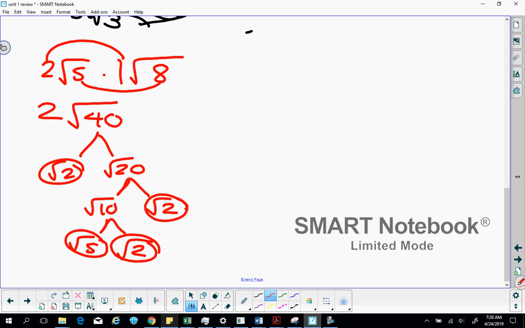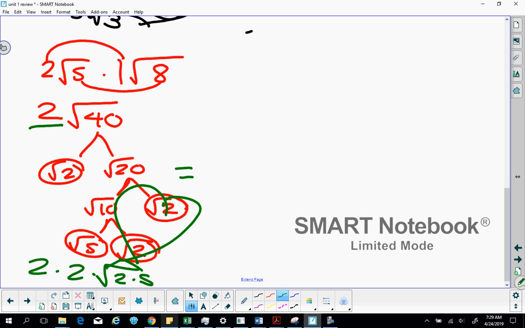So who's already at prom? This 2 right here. Who's joining 2? These 2, right? And then who's staying home crying? 2 and 5. And so what's my answer going to be? What's 2 times 2? 4. Radical 10.